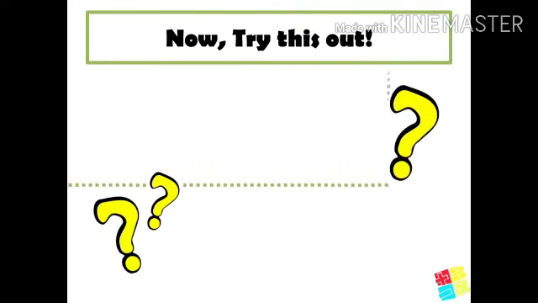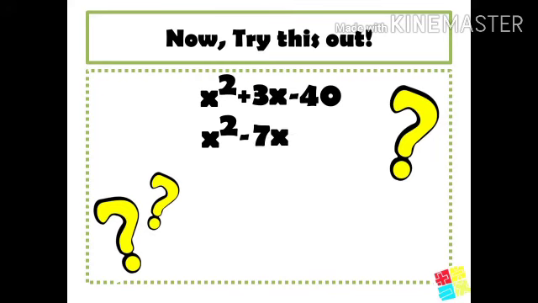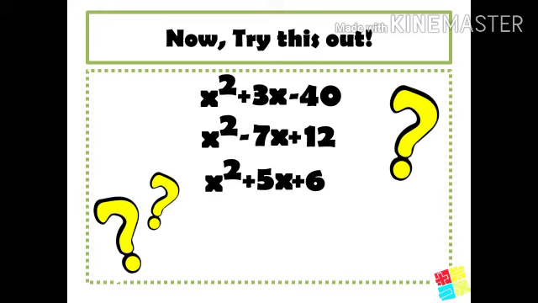Now, try this out. First, we have x squared plus 3x minus 40. Second, we have x squared minus 7x plus 12. Lastly, we have x squared plus 5x plus 6. Answer it out.